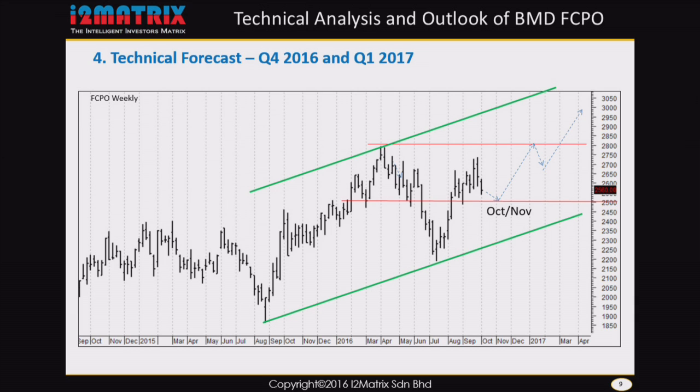So my forecast will be very simple. In October, November, we're probably going to see prices, in fact, it actually came down a little bit on Friday, moving sideways a little bit, but on an upward bias. And by the end of this year, I think the price can move towards 2,800 ringgit. And in January next year, we're probably going to see a pullback. And after that, we're going to see the price turning bullish again until 3,000 ringgit.